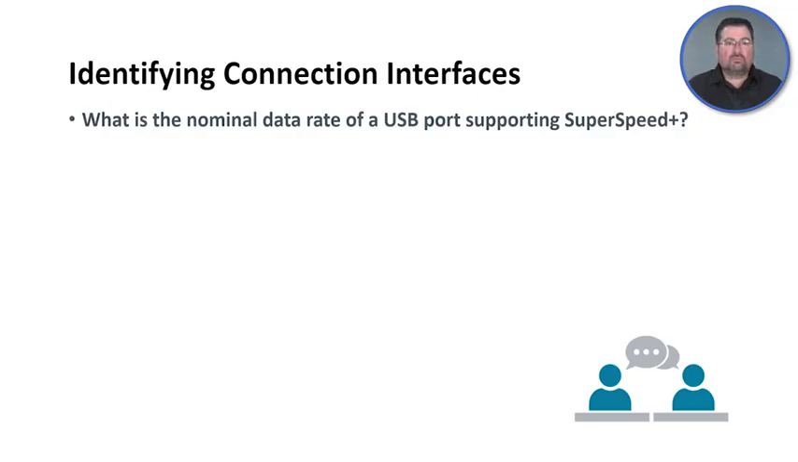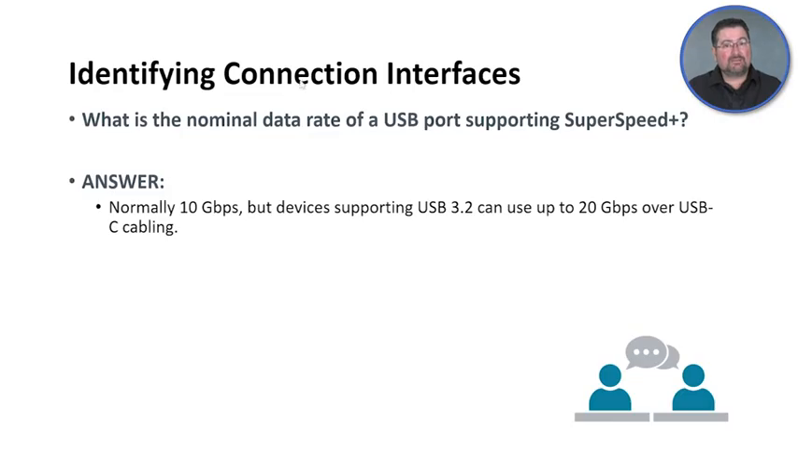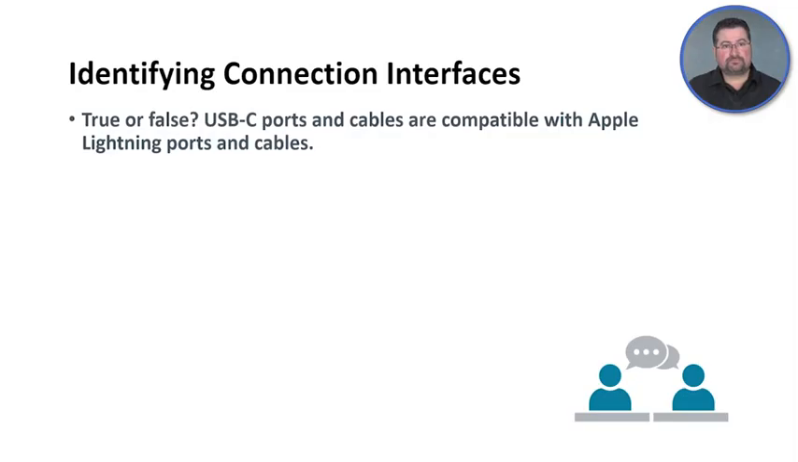All right, what is the nominal data rate of a USB port supporting SuperSpeed Plus? SuperSpeed Plus is your USB 3.1, which is 10, but devices sporting 3.2 can go 20 gigabits per second. They can also use that new C cabling where you can turn it upside down or it doesn't matter anymore, thank God, because that was always a pain. USB-C.